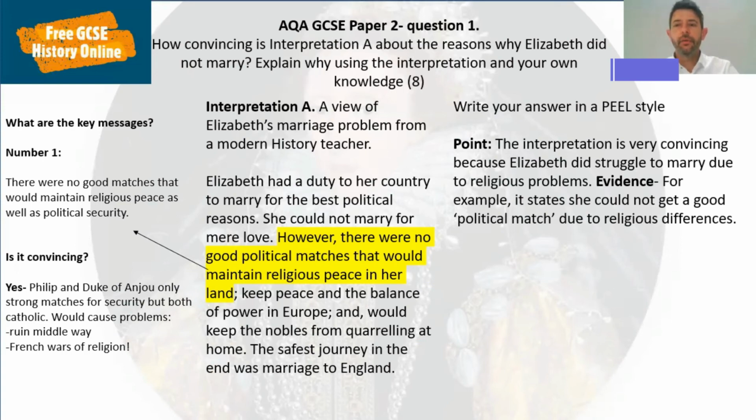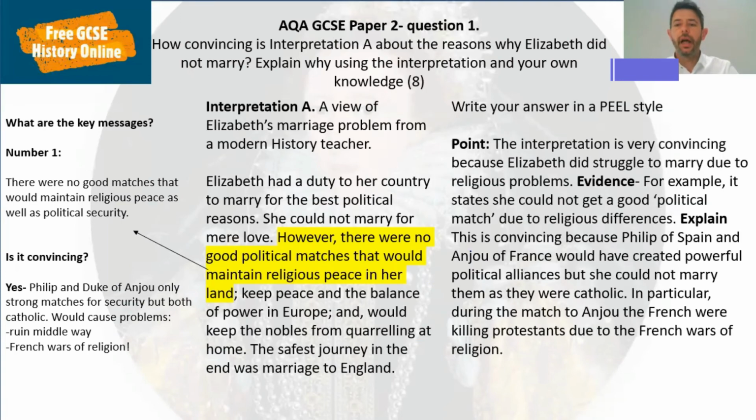Right, so here we are. Let's have a look at the knowledge. This is convincing because, sorry, I went too far there. This is convincing because Philip of Spain and the Duke of Anjou would have created powerful political alliances, but she could not marry them as they were Catholic. In particular, during the match to Anjou, the French were killing Protestants due to the French wars of religion.